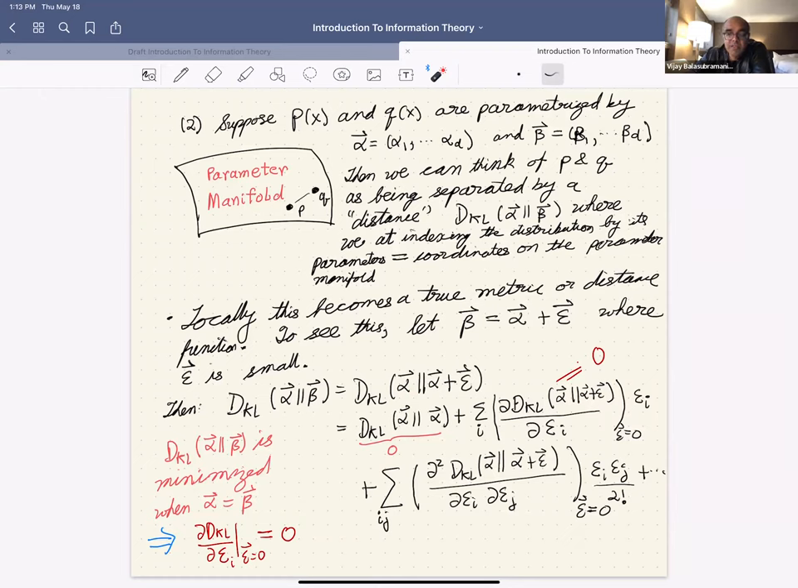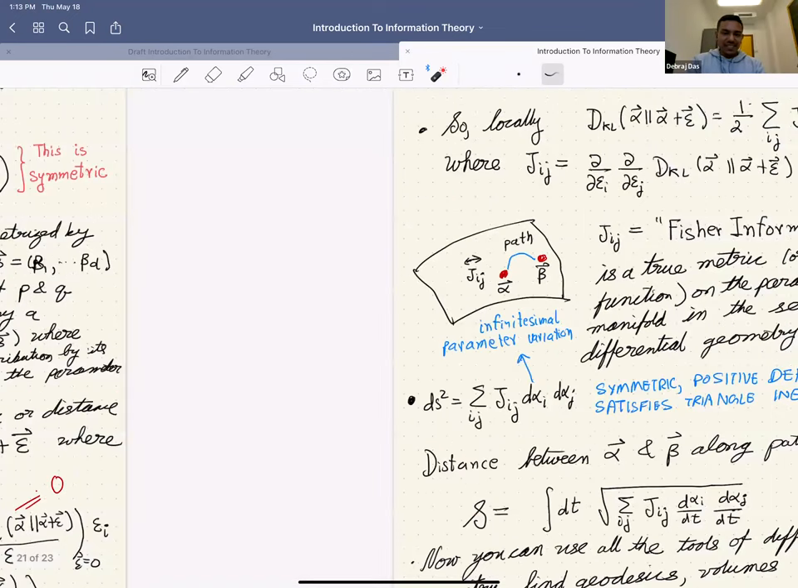So let's move to the next page. I'm waiting for it to go to the next page. Let me know when it comes to the next page. Yes, sure. Half of it.